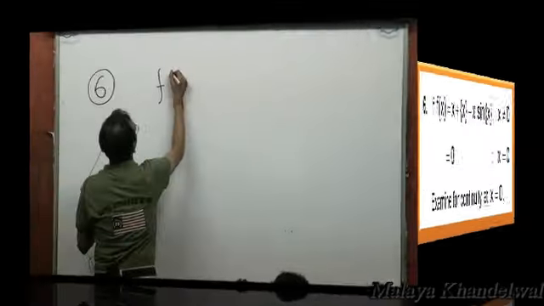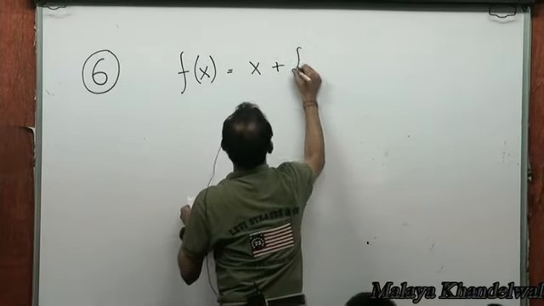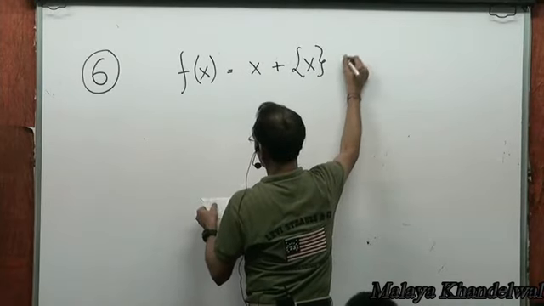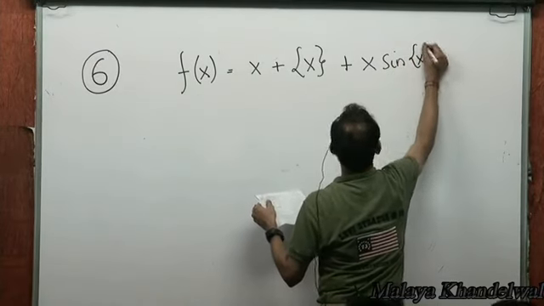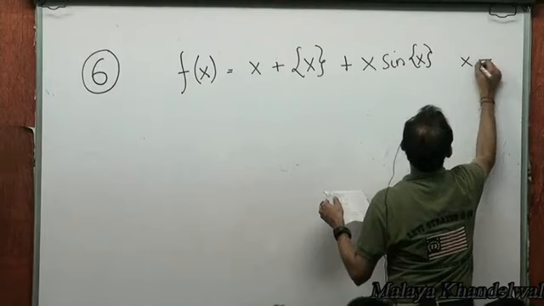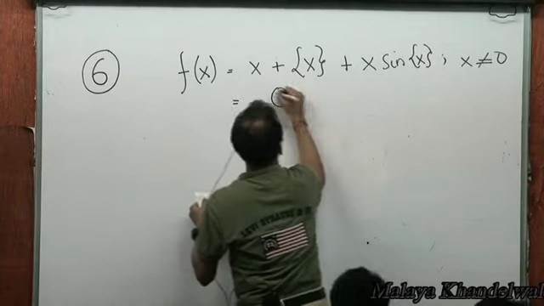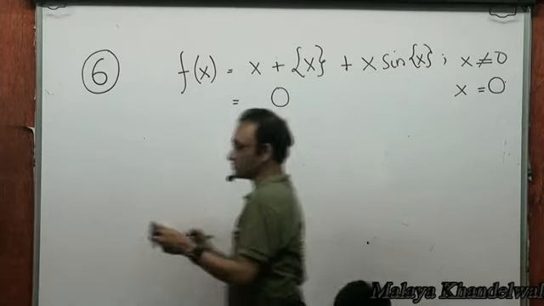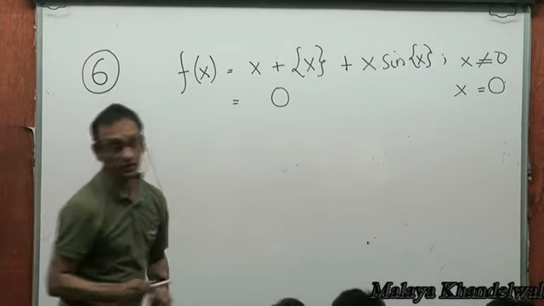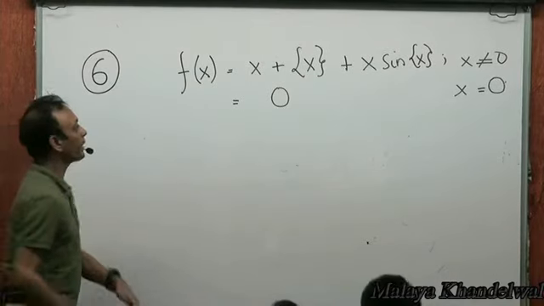It's given that f(x) is x plus fractional part of x plus x sine of fractional part of x when x is not 0, and is 0 when x is 0. We need to then examine this function for continuity at x equal to 0. Clear? The value of the function at x equal to 0 is 0. I want to check for continuity at x equal to 0.